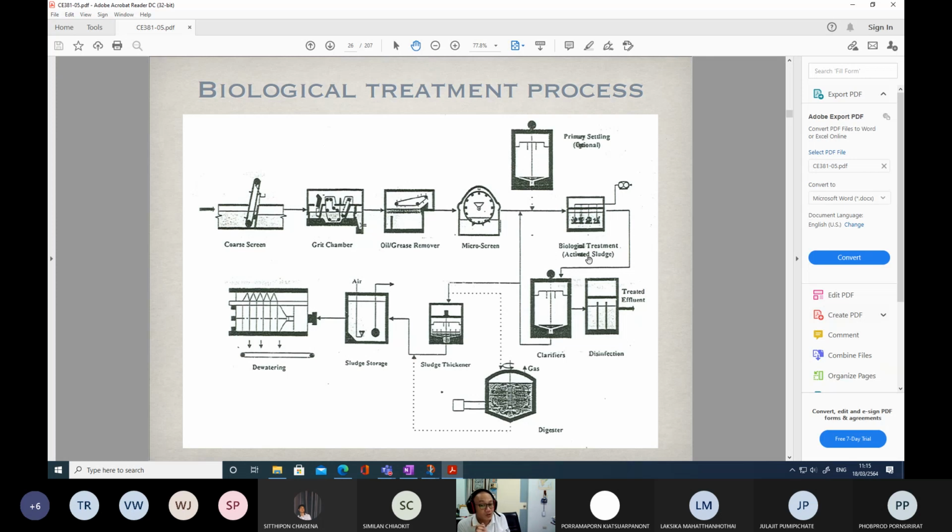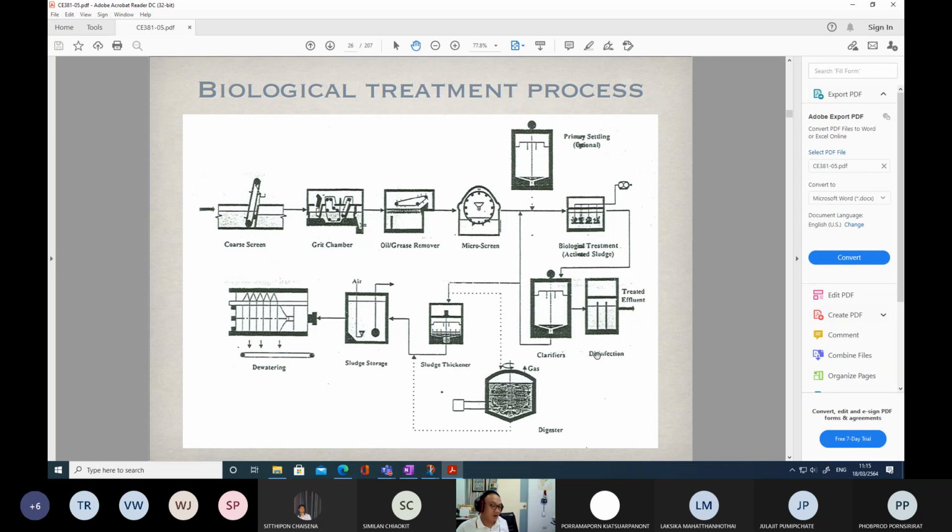The bacteria will do this job, as I mentioned in the reaction. So the bacteria, once they utilize the organic matters, they also grow. We need to remove these bacterial cells from the treated water. That is why we have to provide a clarifier or the sedimentation tank. And at the end, we have to discharge the supernatant to the receiving stream.